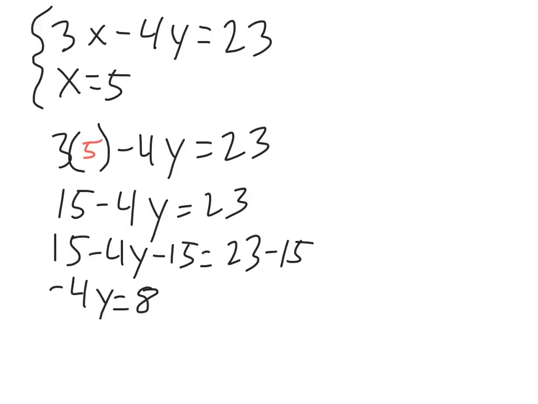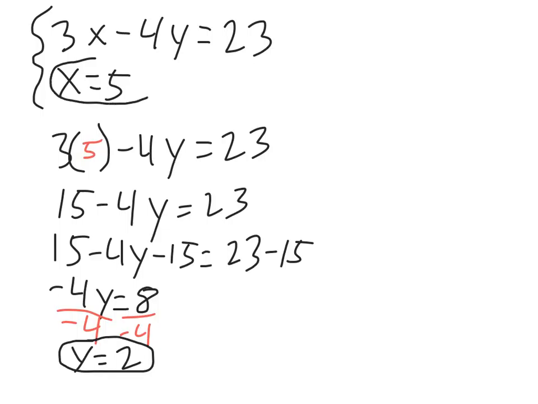So then we need to divide both sides by negative 4, and we get y equals 2. And this one started off nicely, that x is already solved for you. So x equals 5, y equals 2 is your answer. And if you were to put it in as a point for a coordinate, it would be the point 5, 2.